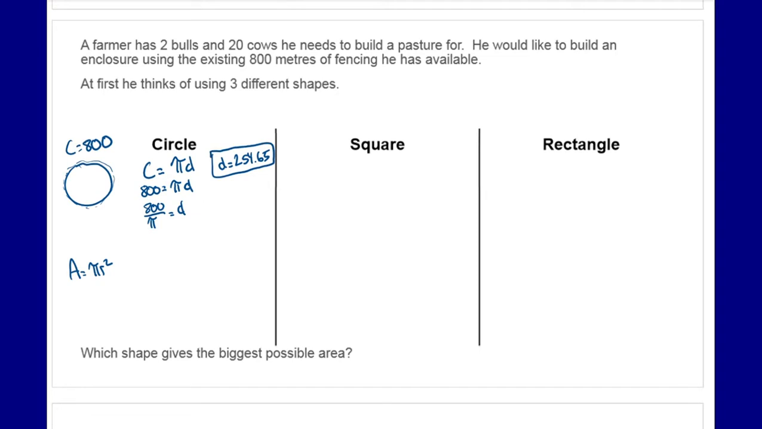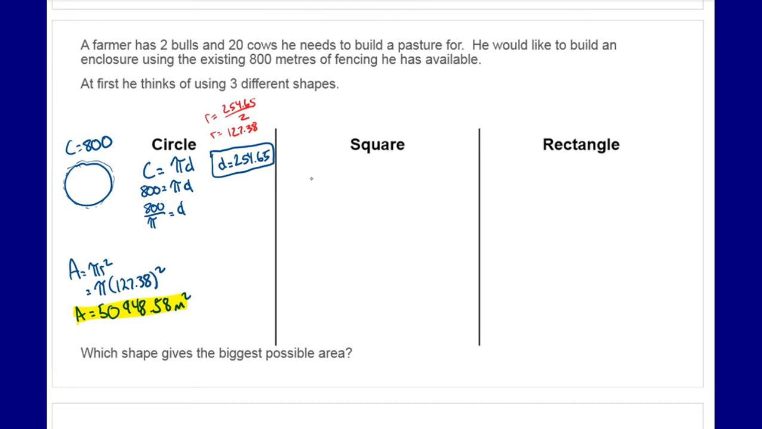I can then figure out the radius from that, because we've mentioned before that the radius is half the diameter. So 254.65 divided by 2 gives us 127.38, roughly. Now I can use that to find my area. Area equals pi times radius squared, so pi times 127.38 squared, which gives us a total area of 5,948.58 meters squared. So that is the total area that we would have using a circle.